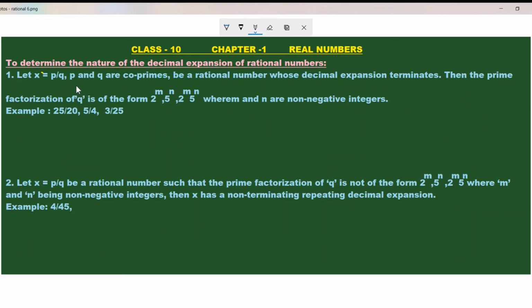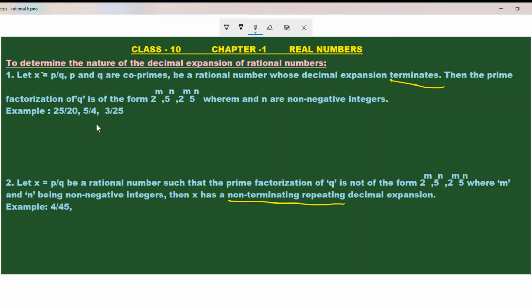In this page we are going to see how to determine the nature of decimal expansion of rational numbers. That means what is the nature of the given rational number. We have seen there are two natures of rational numbers. One is terminating, and the other is non-terminating repeating. Sometimes they will give one rational number and we need to tell whether the given number is terminating or non-terminating repeating.